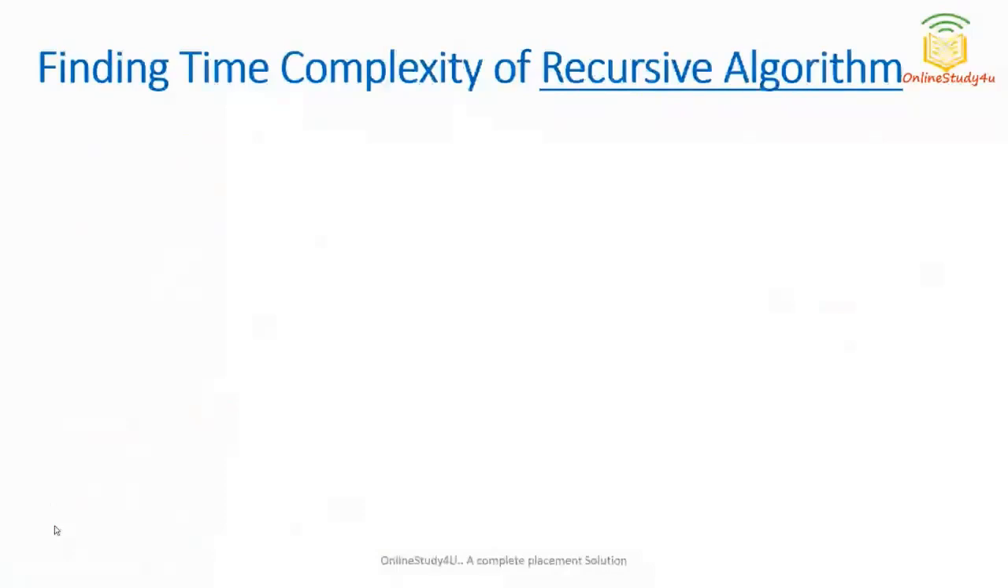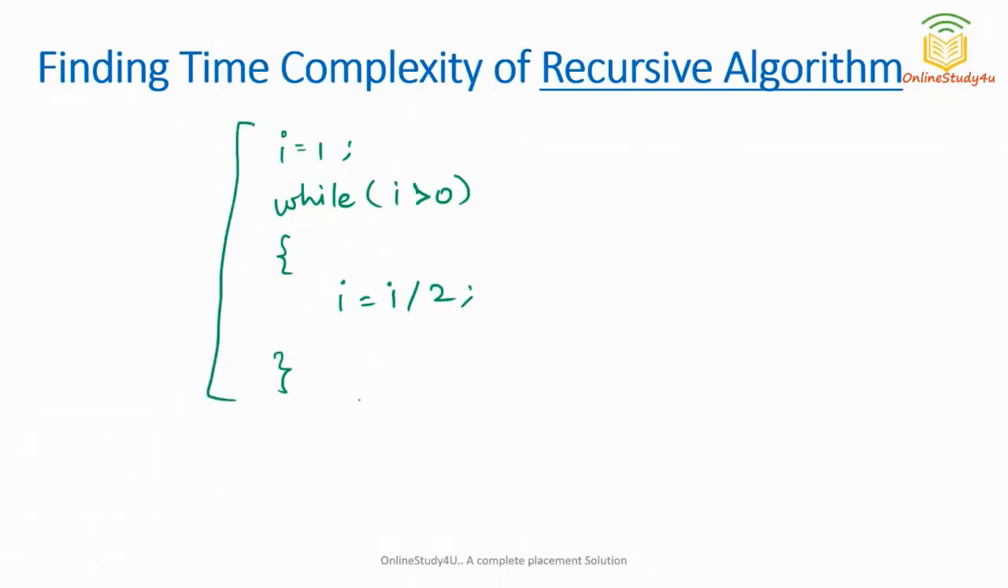So let me frame something like, if you have i is equal to 1. Suppose this whole thing will be inside a function. I am not writing that, it will take time. Then we have a while loop. While i is greater than 0, we are performing i is equal to i by 2. Okay, what is the time complexity of this code in terms of big O notation?